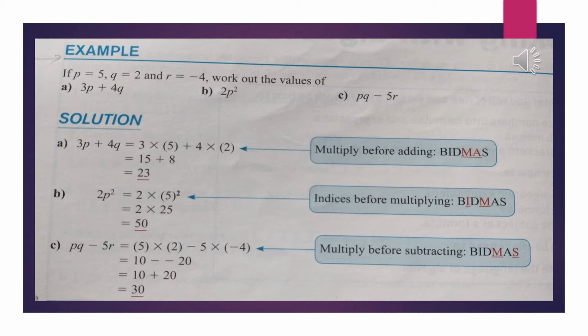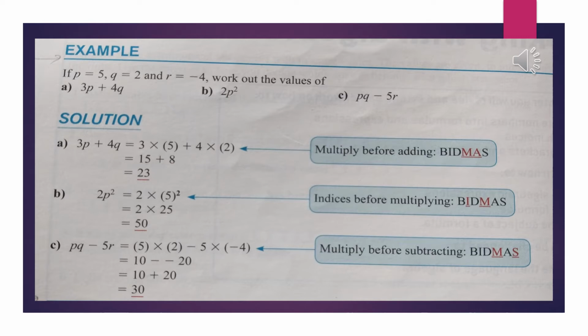Part B, 2p squared equals 2 into 5 squared, which equals 2 into 25 equals 50. That is indices before multiplying. That is also BIDMAS, the I and M letters, which is indicated by the red letters.